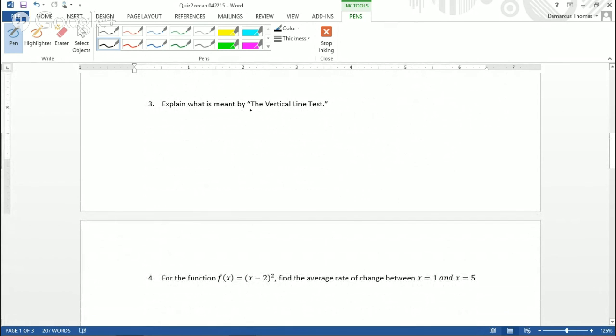Okay, explain what is meant by the vertical line test. And so basically, of course answers will vary, but you do want to show that you know that the vertical line test tests graphs to see if they're functions or not.